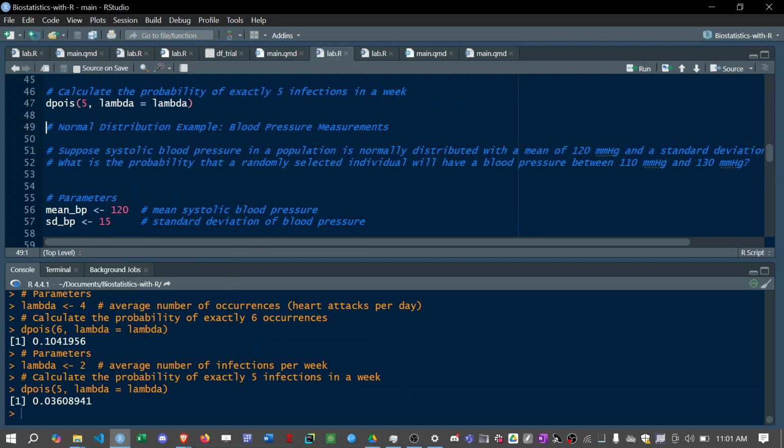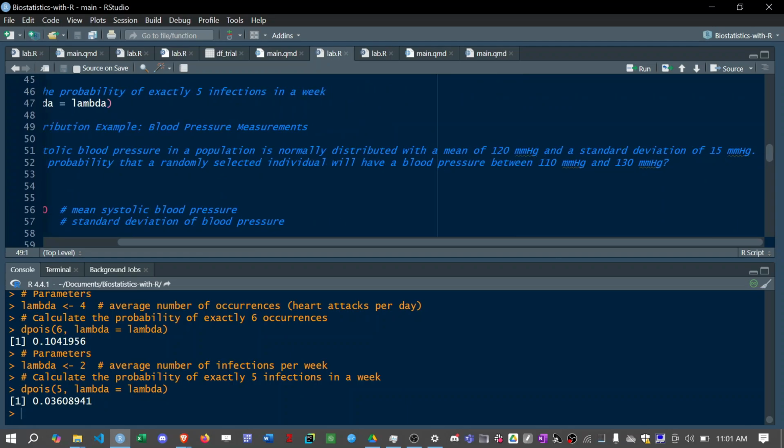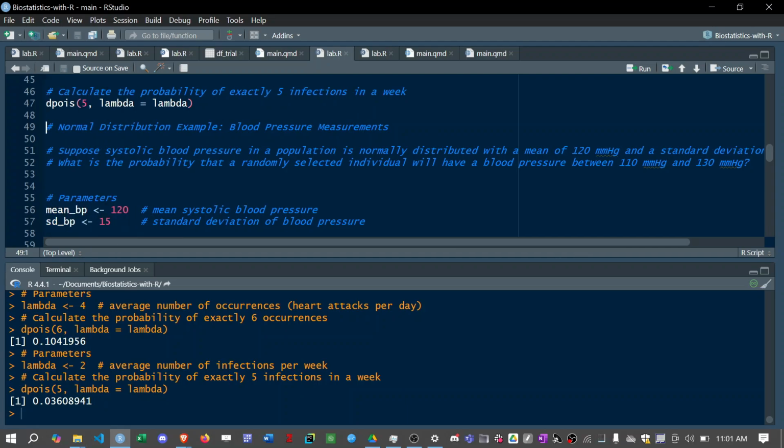Now for the normal distribution. So suppose systolic blood pressure in the population is normally distributed with a mean of 120 and a standard deviation of 15. So what's the probability that a randomly selected individual will have a blood pressure between 110 and 130?